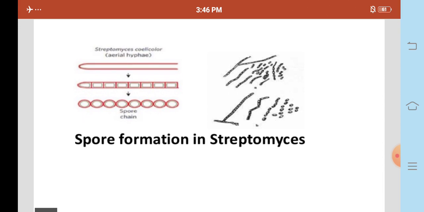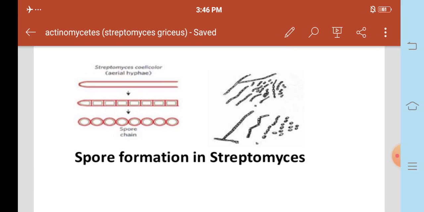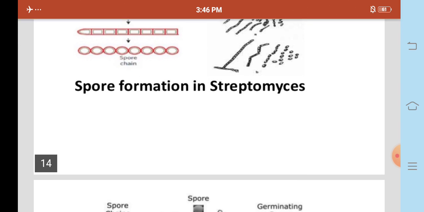Spore formation in Streptomyces. Streptomyces color, aerial hyphae.